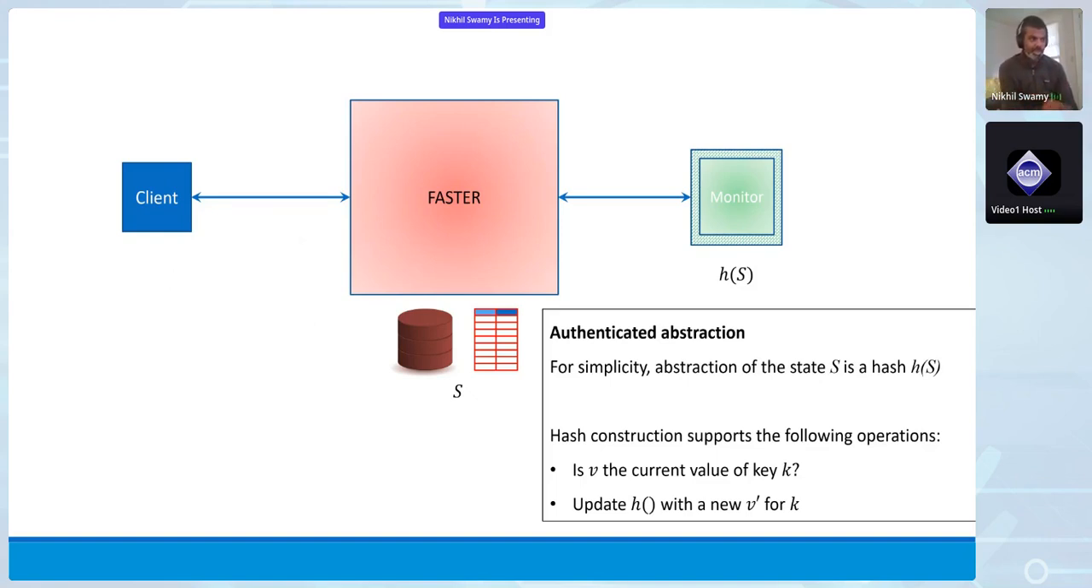It allows you to test if a given value v is the current value of some key k in the store. And it's possible to update the hash with a new value v prime for the key k. So the hash supports these two operations. And a lot of the smarts in the paper are about how to actually construct a hash that supports these operations.